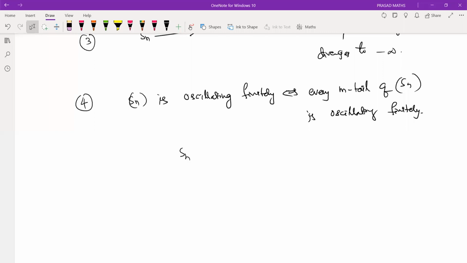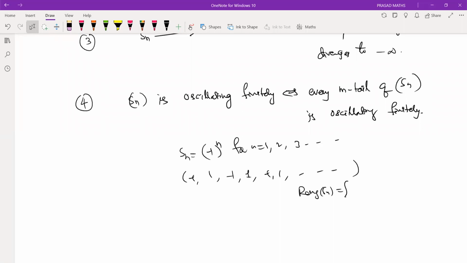You give me any oscillating finitely sequence. Suppose you take minus 1 whole power n, for n equal to 1, 2, 3, 4, going on. So this is my sequence: minus 1, 1, minus 1, 1, minus 1, 1, like this going on. We have seen that it is oscillating finitely because the range is finite, neither convergent nor divergent. Of course, its range is bounded, neither convergent nor divergent. Therefore, it is oscillating finitely. Look at its mth tail.